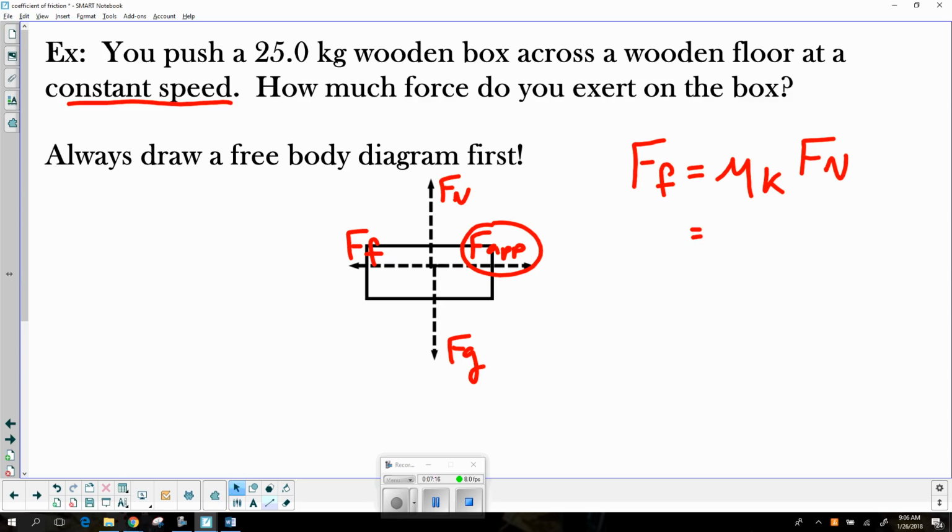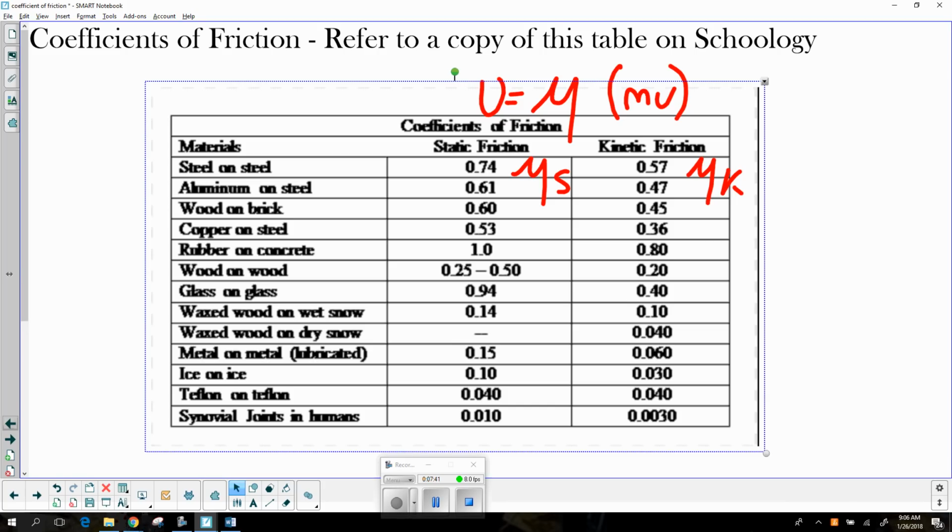I need to know my mu sub k, but before I do that, I'm going to remind myself that normal force is going to be just mass times gravity, remembering that gravity is going to be positive 9.8 because it's how much force the wooden floor is pushing up on the crate. So I go back to my previous screen. Wood on wood, when the object is moving, is 0.20 or 20% of the normal force.